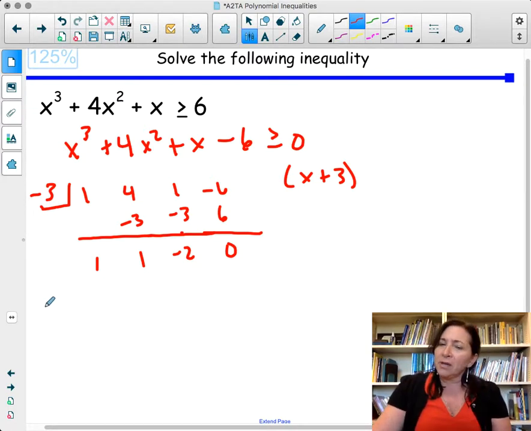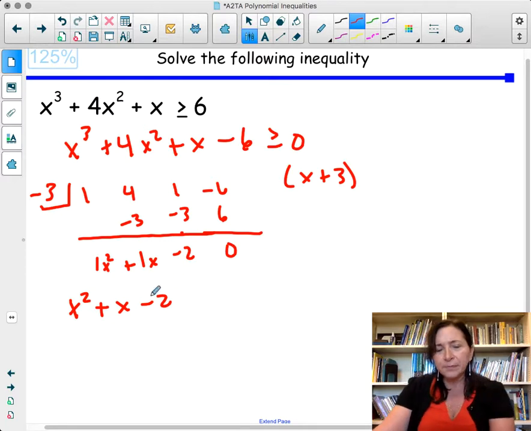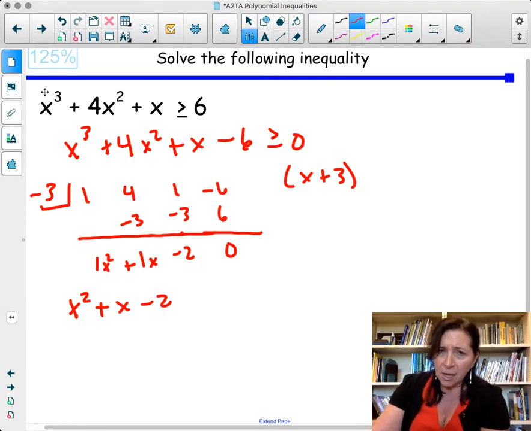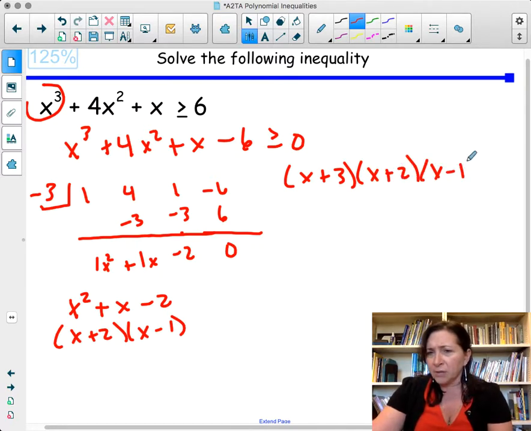Now, I can keep doing synthetic division, or I can see this, and this is just x squared plus 1x minus 2. That comes from here. That's your x squared term. That's your positive x term, and then there's your minus 2. And this comes from starting with x cubed and then dividing by x plus 3. Anyway, this is going to factor to be x plus 2 and x minus 1. So let's put those here. So we have x plus 2. We have x minus 1.